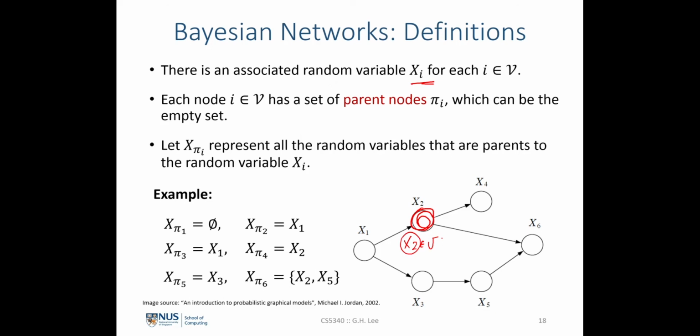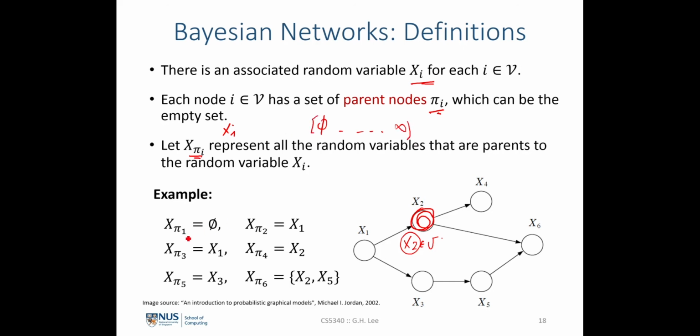And for each node, besides the ancestors and the descendants, we also define a set of parents which we denote as pi i. So we will represent x pi i as the set of random variables which are parents to the random variable xi, and the number of parents to any random variable xi can be a null set to any number. Of course, we don't have infinity here, because that would mean an infinite number of random variables.